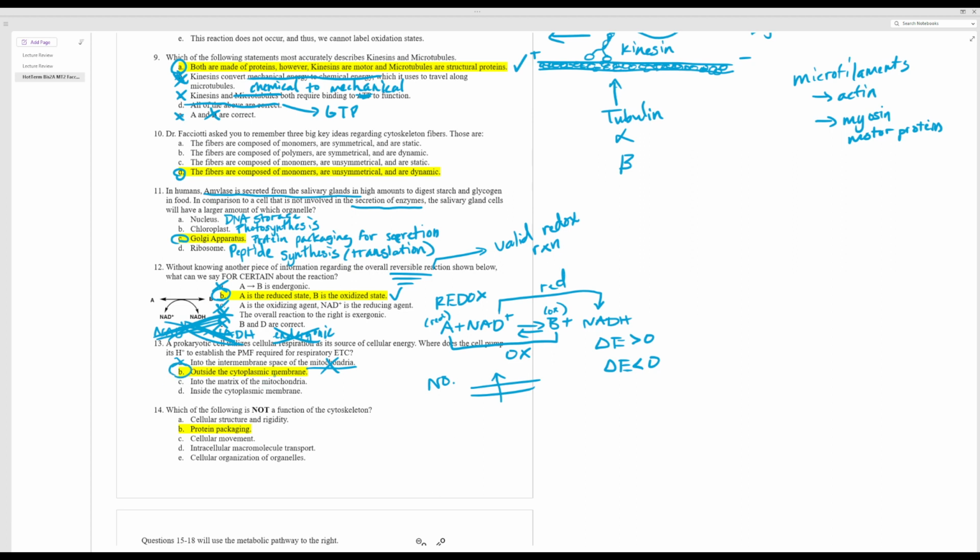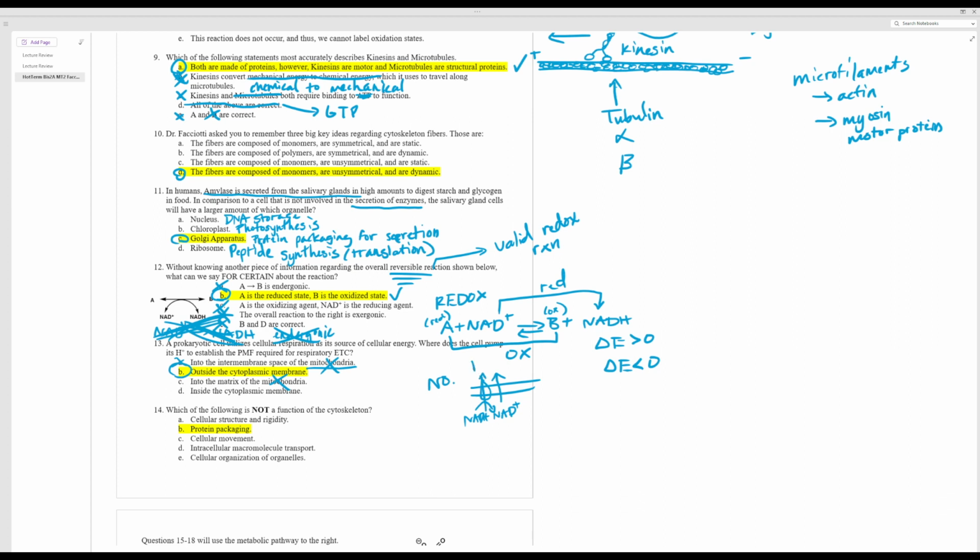C, into the matrix of the mitochondria. Mitochondria doesn't exist. D, inside the cytoplasmic membrane. Well, remember, that's where all our processes are taking place, right? That's where NADH is getting oxidized to NAD+.